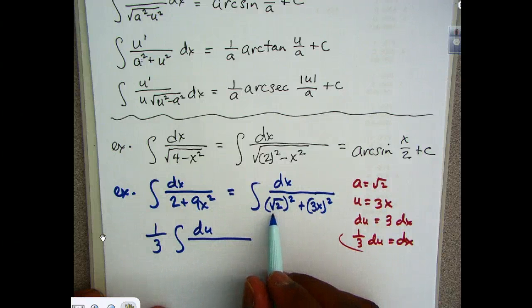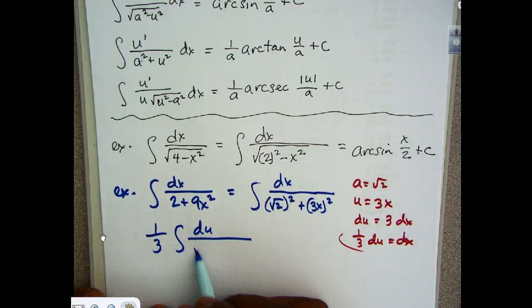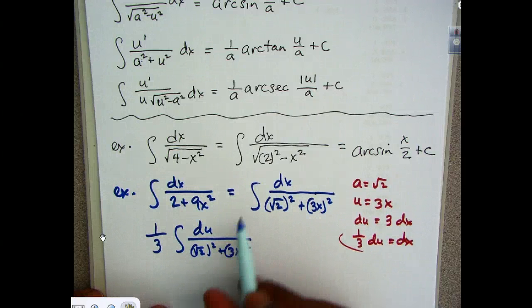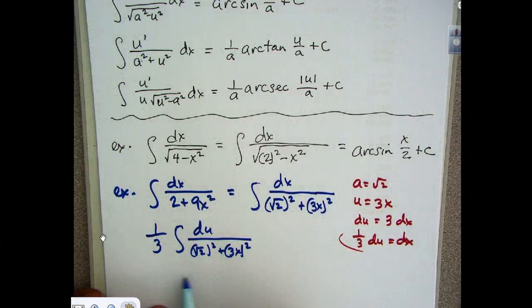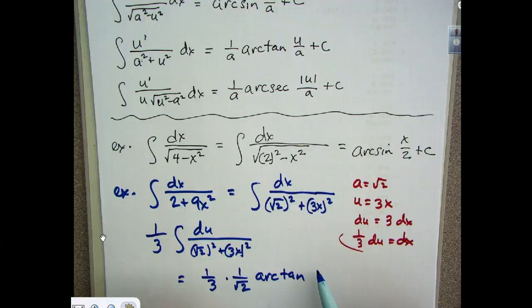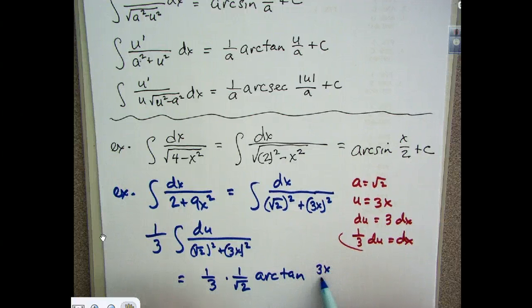Here now I have my a squared plus my u squared. So that's the square root of 2 squared plus 3x squared. So our answer again is 1 over a. So it's going to be 1/3 times 1 over square root of 2, times the arctan of u over a. So here u over a would be 3x over the square root of 2, and then plus c.